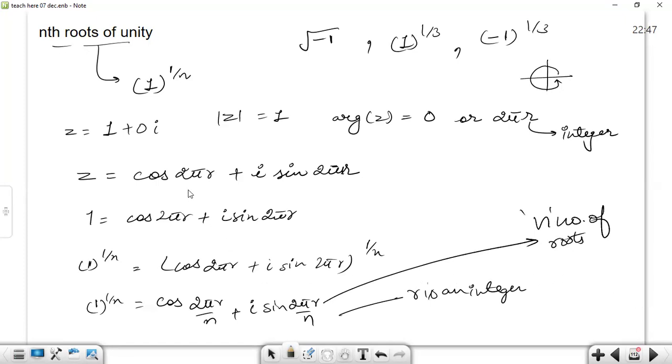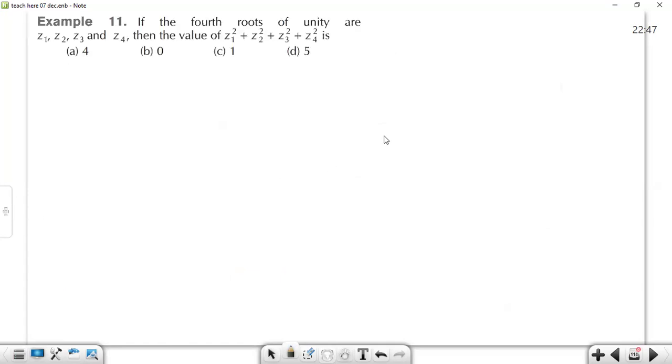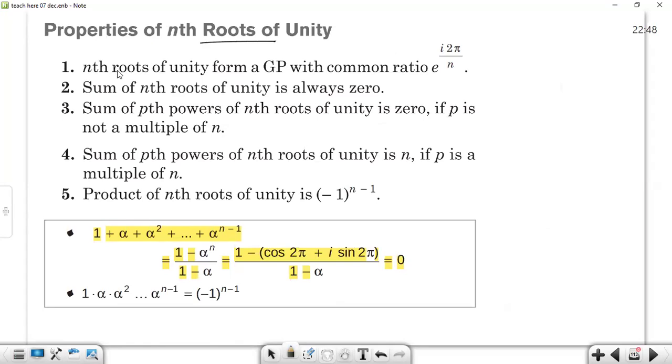Is there any doubt in this concept? Any doubts? This is important and simple, if you understand how I have written every step. Now let's discuss the properties of nth roots of unity. The nth roots of unity form a GP with common ratio e raised to iota 2 pi by n.